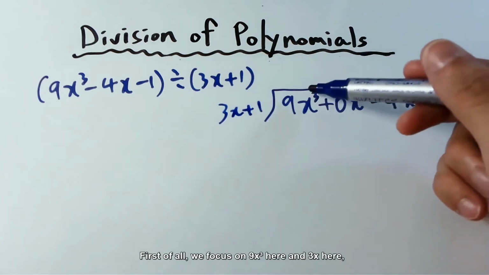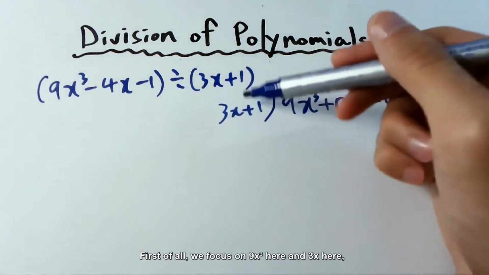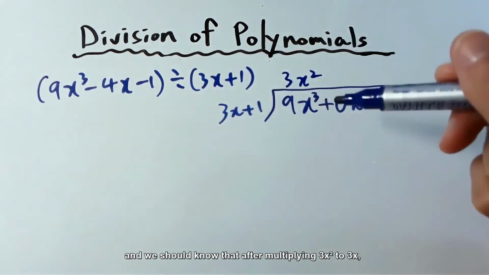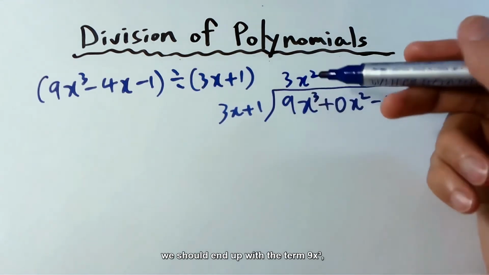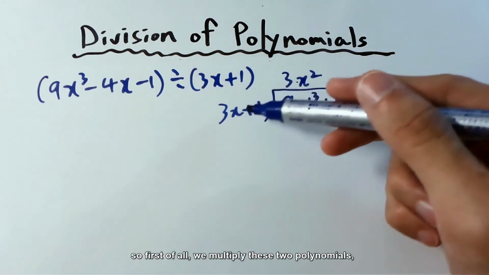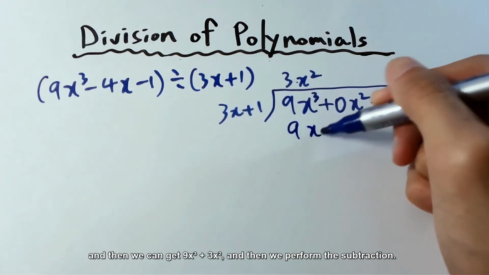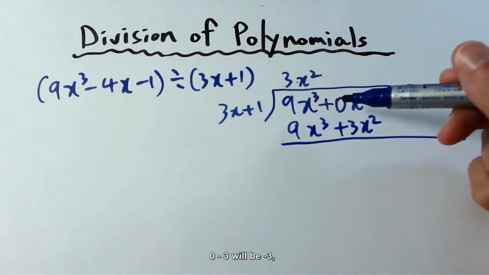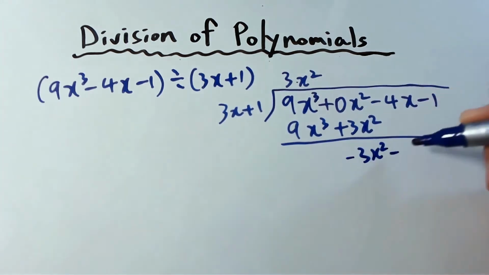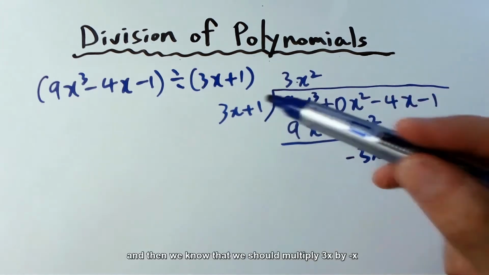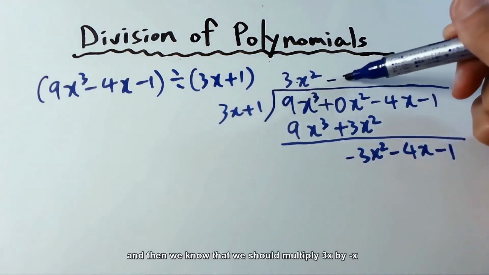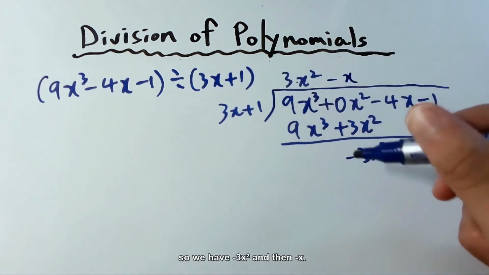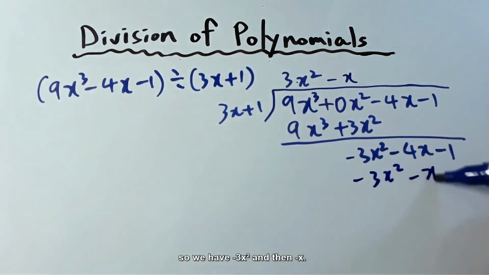And now we can perform the long division. First of all, we focus on 9x to the power 3 here and 3x here. And we should know that after multiplying 3x squared to 3x, we should end up with the term 9x to the power 3. So first of all, we multiply these two polynomials, and then we can get 9x to the power 3 plus 3x squared. And then we perform the subtraction. 0 subtract 3 will be minus 3. And then we know that we should multiply 3x by minus x so that it will end up as minus 3x squared. So we have minus 3x squared and then minus x.